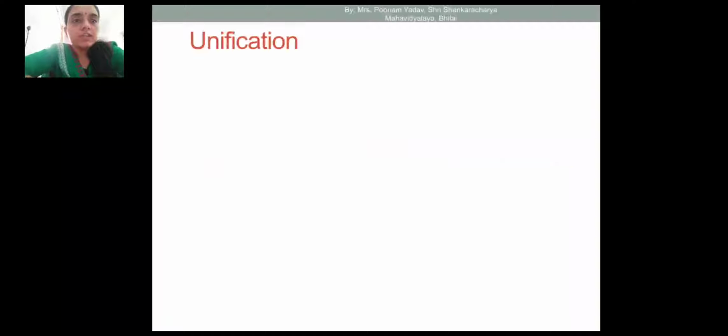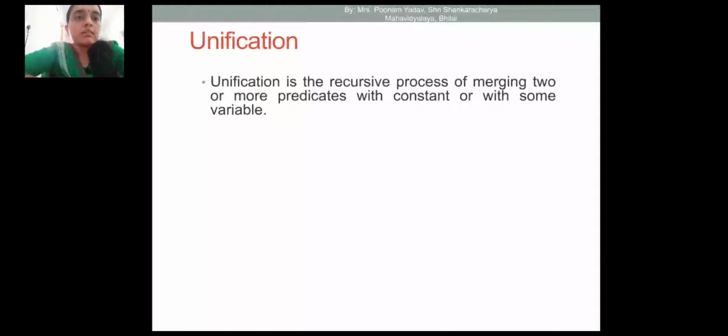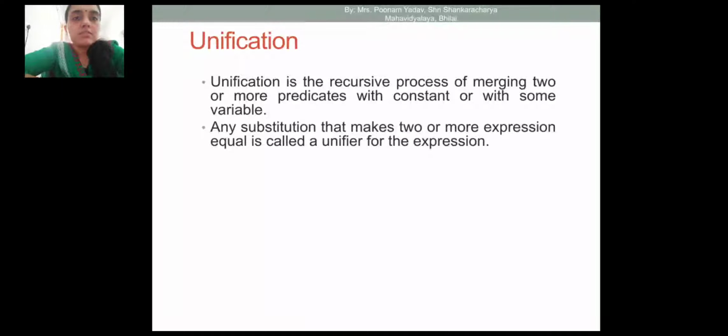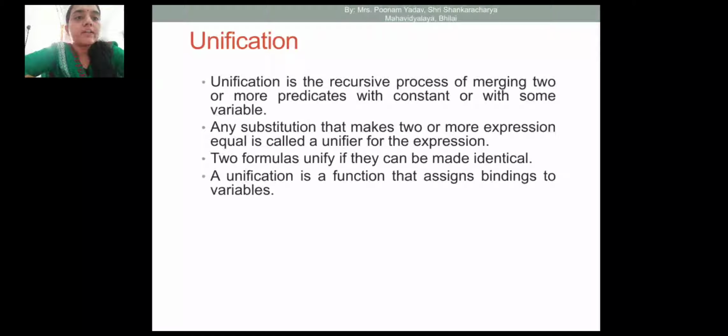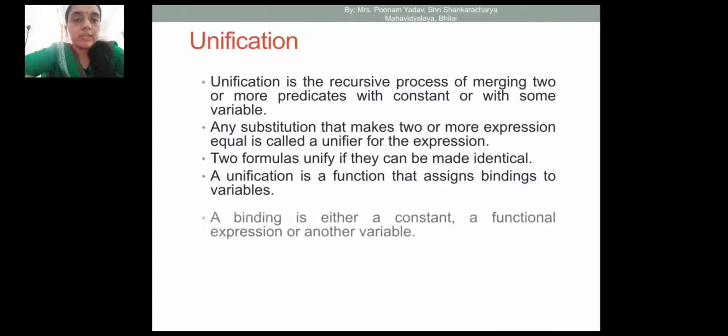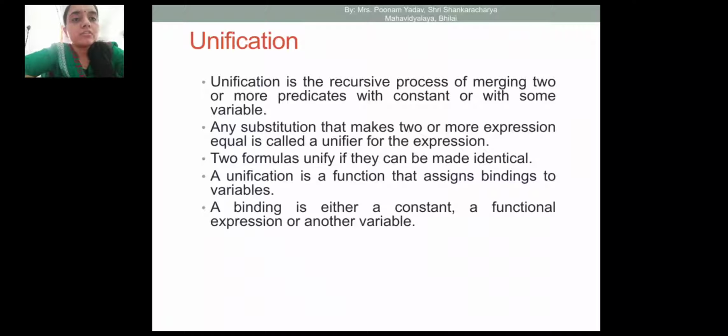Okay, and unification. Unification means a recursive process of merging two or more predicates with constants or with some variable. Any substitution that makes two or more expressions equal is called a unifier for the expression. Two formulas unify if they can be made identical. Unification is a function that assigns bindings to variables. A binding is either a constant or a functional expression or another variable.